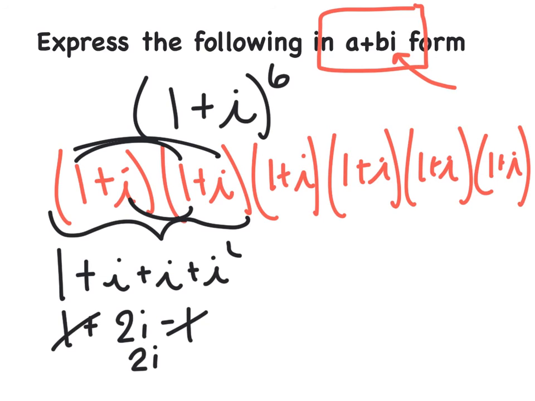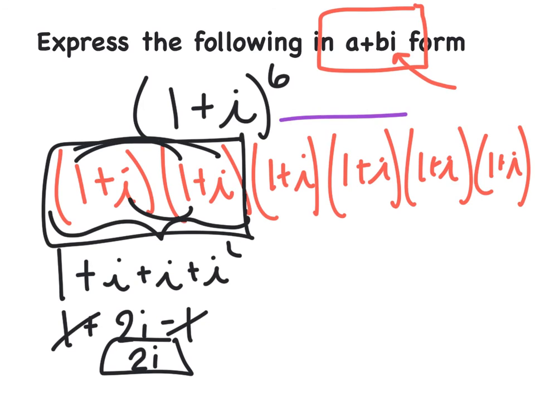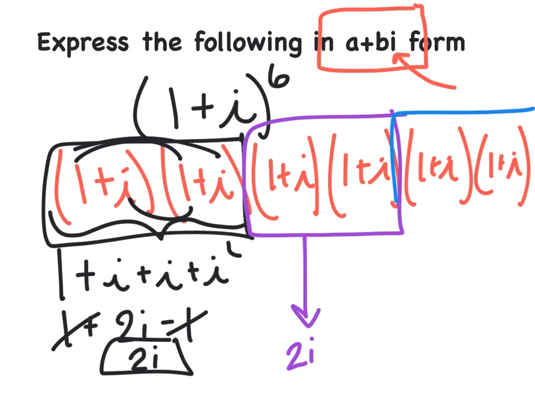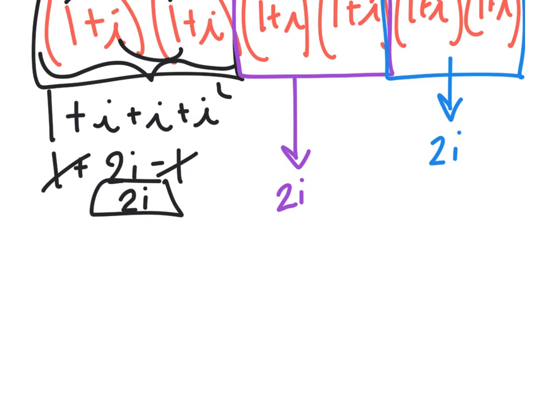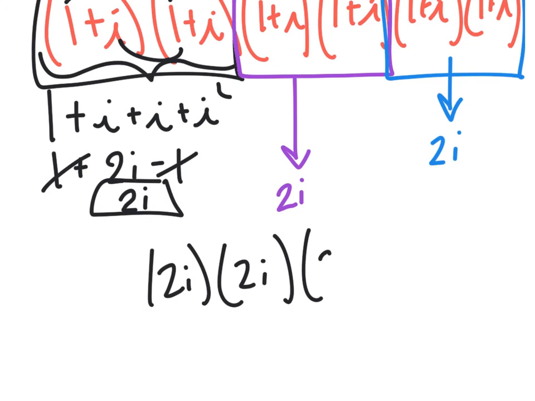Now, why did I say this isn't as ugly as it probably looks like? Well, picture this. If these two terms multiplied and got 2i, what do you think these two terms multiplied to? Hopefully you said 2i. And then, I'm sure you've guessed it, what do you think these two terms multiply to? 2i. So all you really have to do is multiply 2i times 2i times 2i. So let's go ahead and do it.